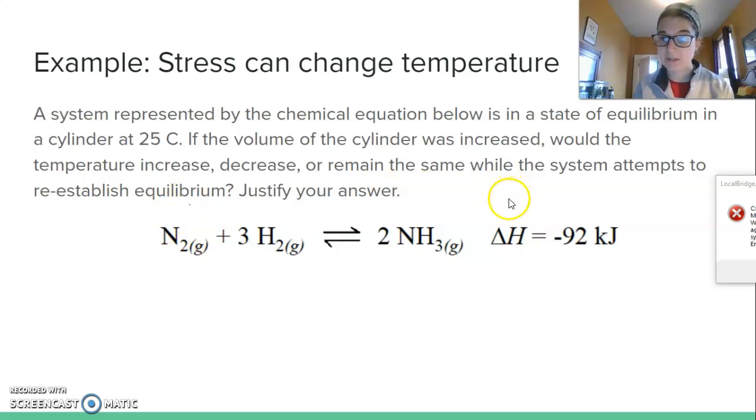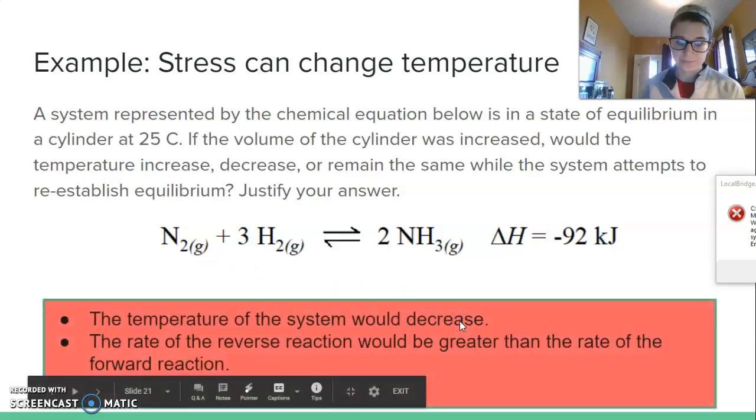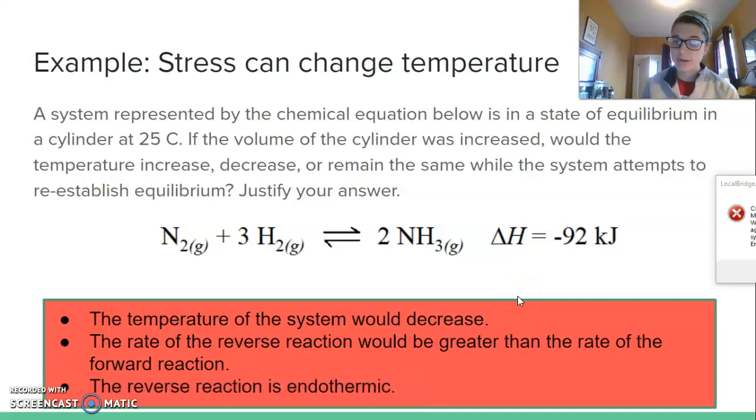Going this way, heat is released. Going this way, the heat is consumed. If heat is consumed, I would expect the temperature to decrease. So the temperature of the system would decrease. The rate of the reverse reaction is greater than the rate of the forward reaction, again because the pressure is decreased. That means the system is going to go towards the side with more gaseous particles. And the reverse reaction is endothermic because whenever we change the direction of the reaction, we change the sign of delta H.